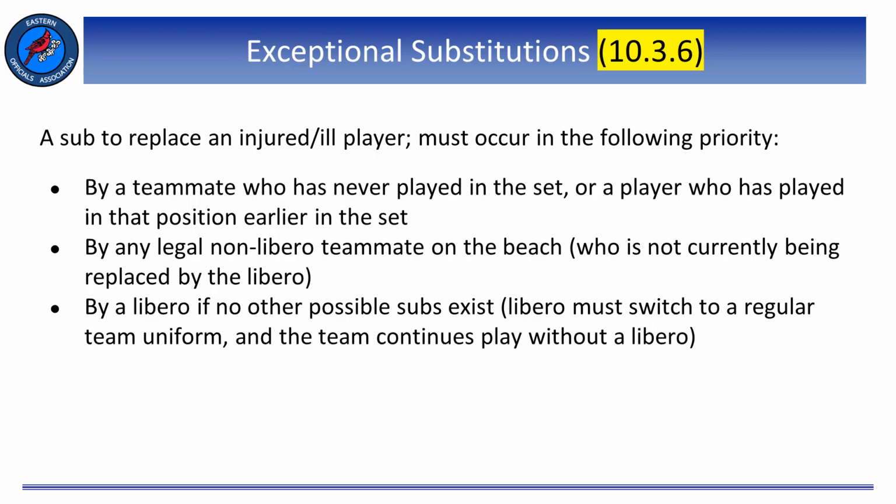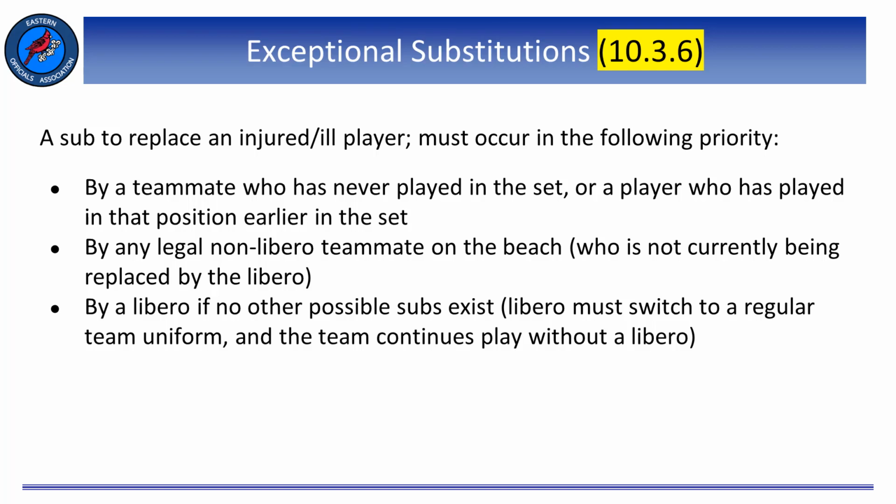Our first choice would be to have the injured or ill player be replaced by a teammate who has never played in the set, or a player who has played in that position earlier in the set, aka someone who has already subbed in that position, or a player on the bench who is not committed to any position in the serving order. If that's not an option, our next choice would be to have the player replaced by any legal, non-Libero teammate on the bench who is not currently being replaced by the Libero, aka if you have a player on the bench who had already been subbed in, but maybe in a different position, at this point they would be considered an exceptional sub and be allowed to go in for the injured or ill player, even though technically they are not allowed in that serving position.